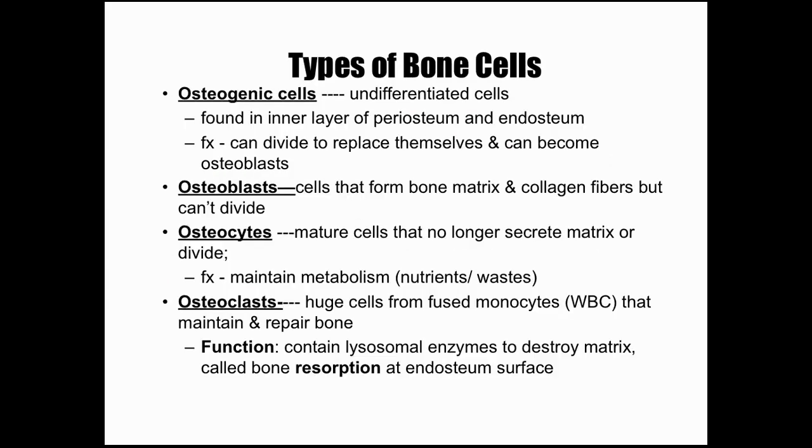And here are 4 types of bone cells that we'll need to know. The first one are called osteogenic cells. And they say they're undifferentiated because they're kind of like stem cells, if you know what that is. They can turn into other types of cells. And mainly they will turn into osteoblasts. So these are cells that can divide, so you can make more osteogenic cells.